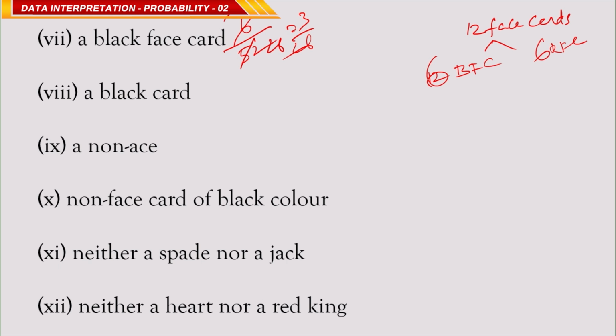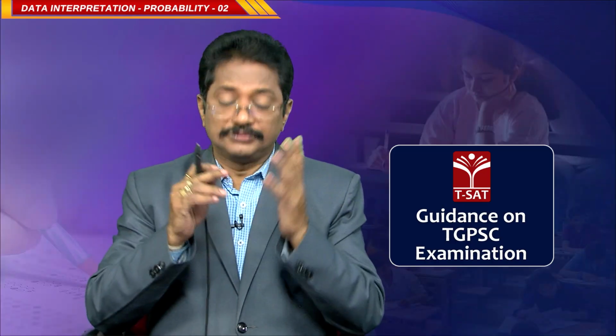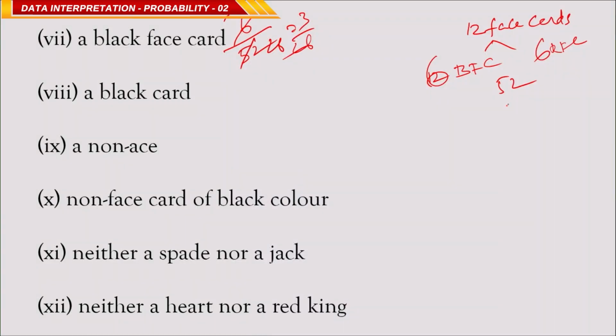Now, come to the black card. So, we have 52 cards. Among 52 cards, 26 cards are black and 26 cards are red. So, the favorable outcomes for getting a black card is 26 and total outcomes is 52. So, 26 by 52 means 26 1s, 26 2s, 1 by 2. Okay.